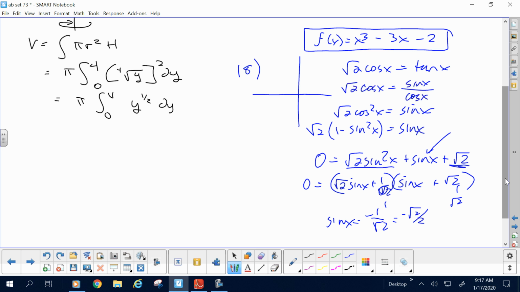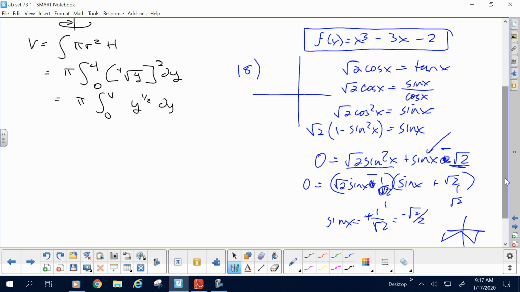Negative? That's unexpected. 5 pi over 4? Did I make a sign error? But I'm not getting pi over 4 as the solution, right? I'm not getting pi over 4 if I get that. What did I do wrong? Oh, this is negative, that's why. Okay, I got you. So that's what it causes. All right, so pi over 4, boom, we're good.